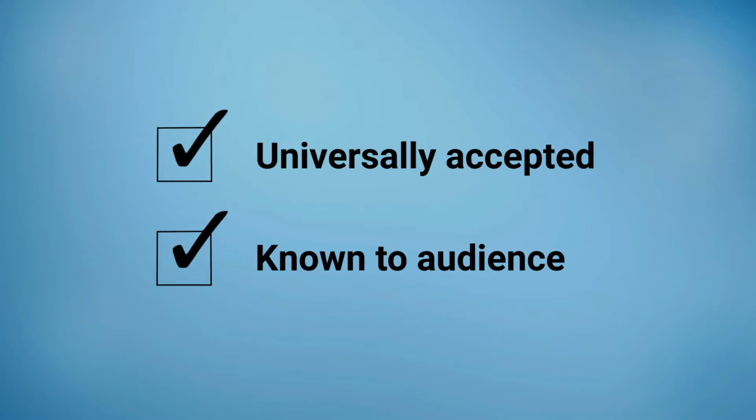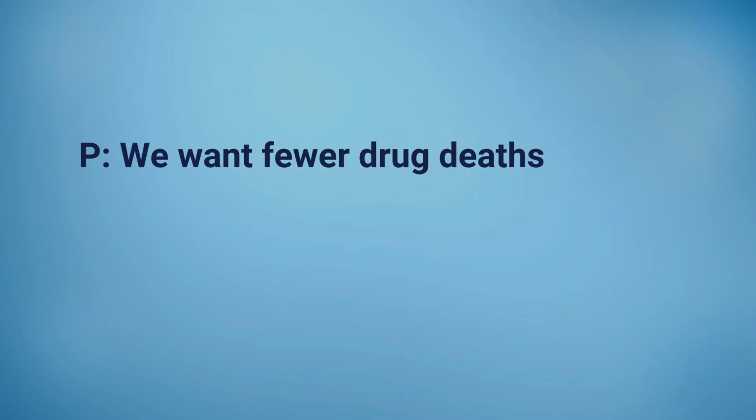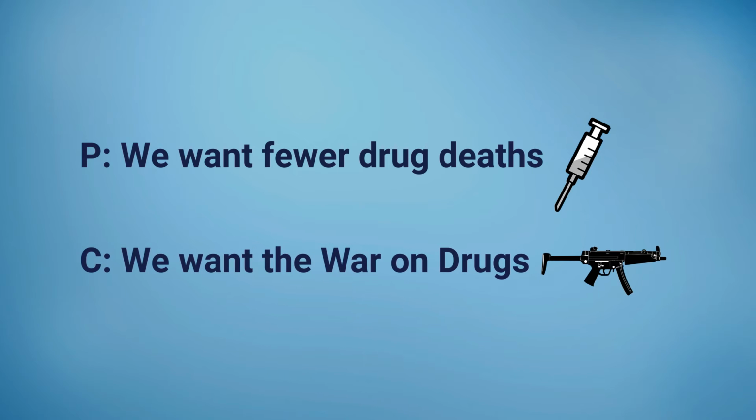But here's another argument. Premise: we want fewer people to die from drug addiction. Conclusion: the war on drugs should continue. The suppressed or implicit premise here is that the war on drugs reduces deaths caused by drug addiction. Whether or not this premise is true, it's controversial, and it cannot be assumed that this premise is obvious to the person listening to the argument.